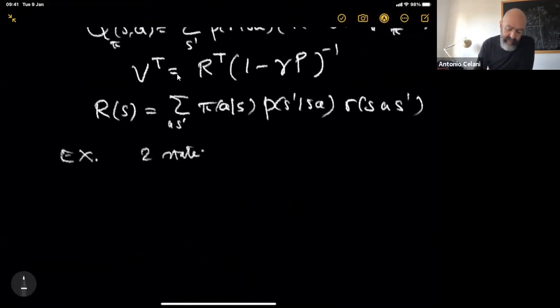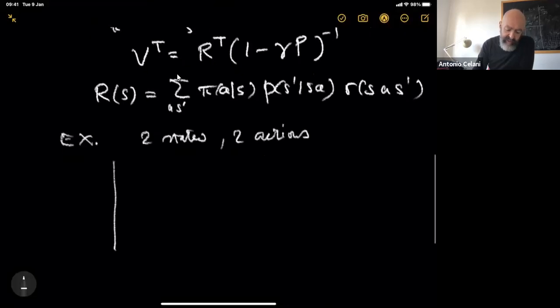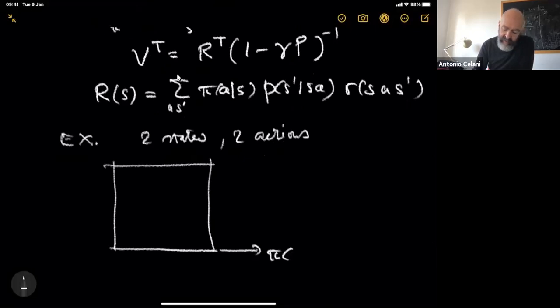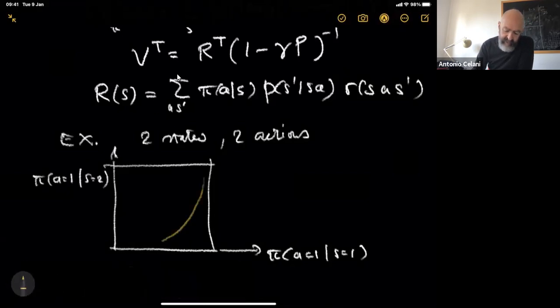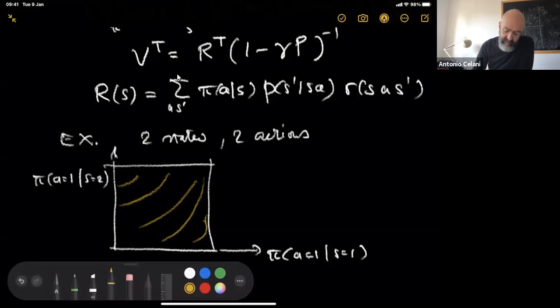Two states, two actions. In this case, the policy space is a square. On this axis, we have the probability of taking action one given state one, and here we have the probability of taking action one given state two. These are the only independent variables in terms of the policy, and my G looks something like this. This is the level lines of my G function. And then the gradient is some vector.